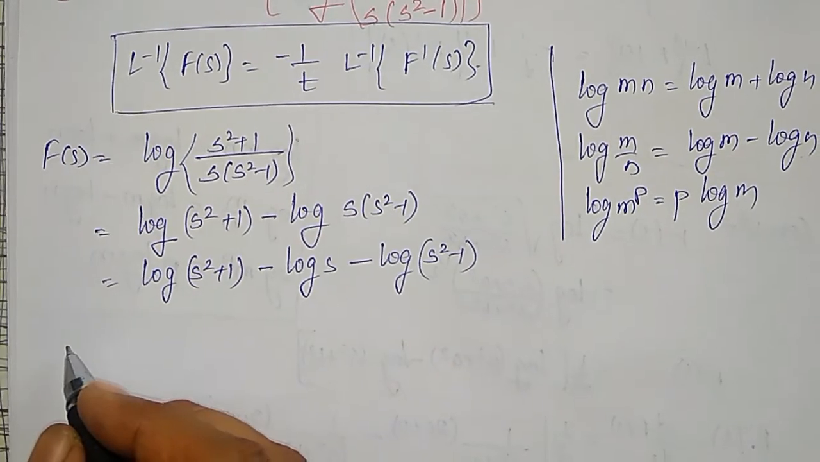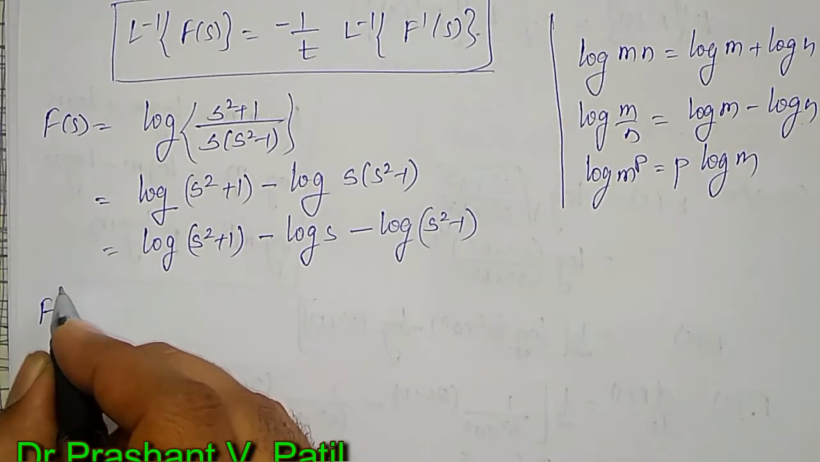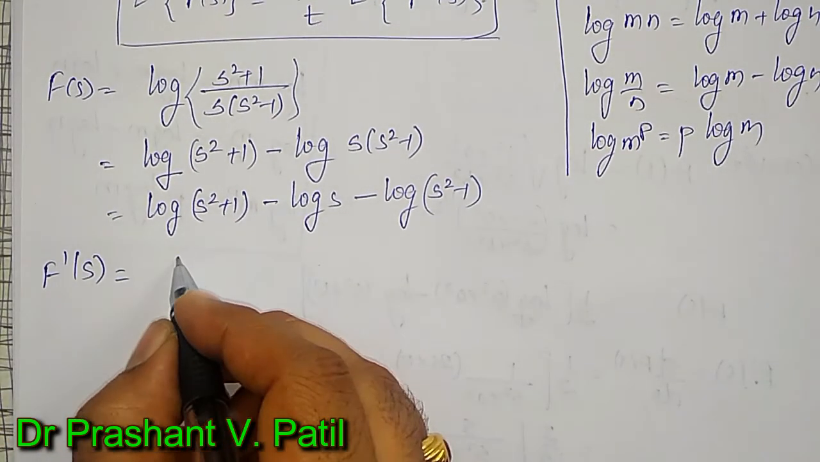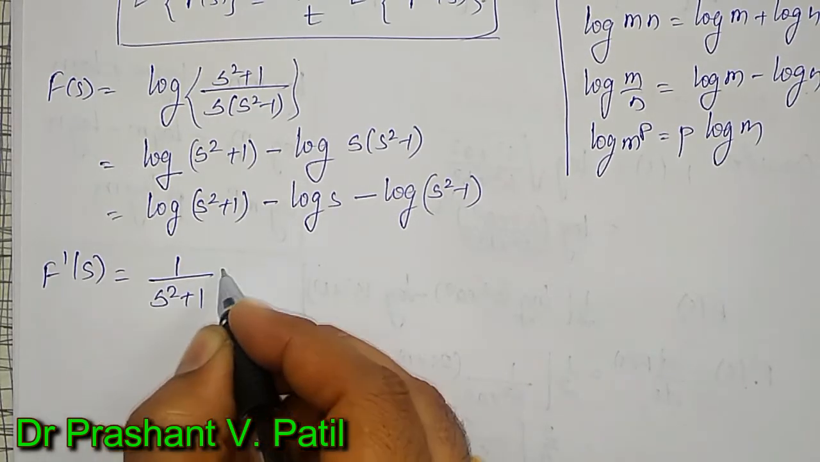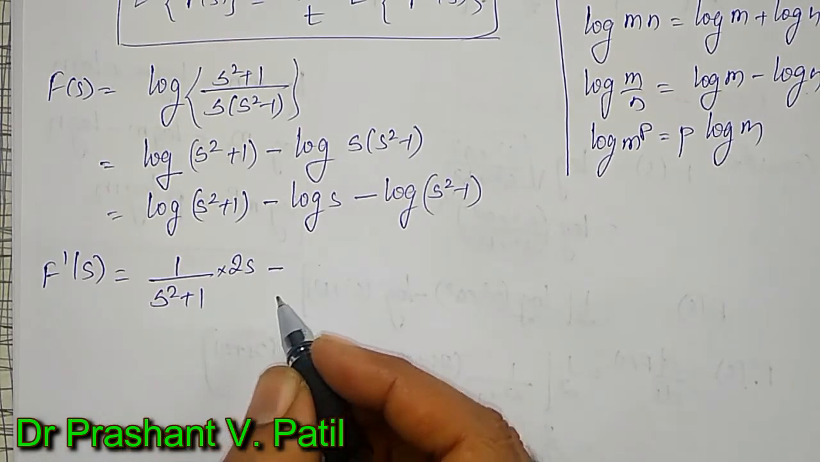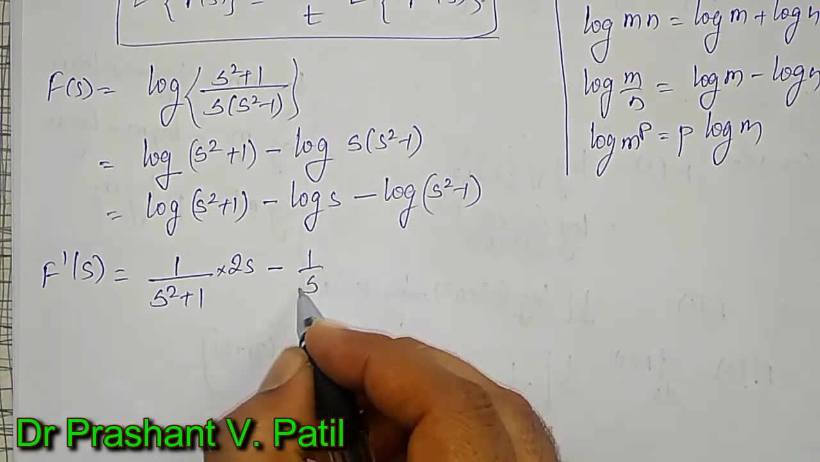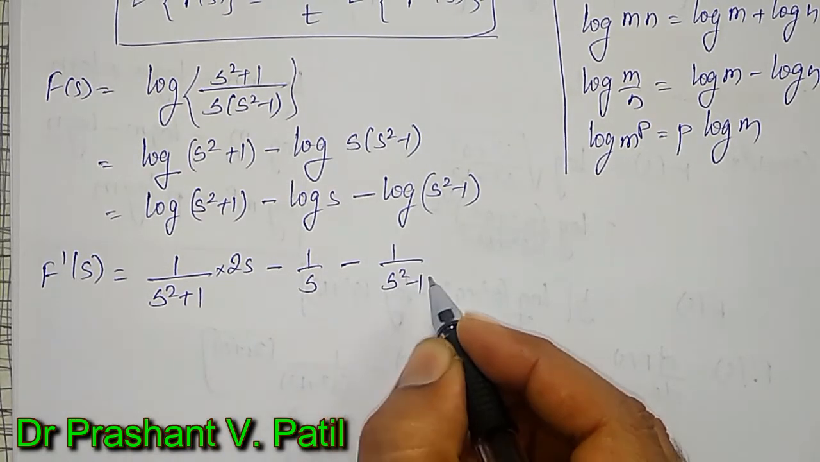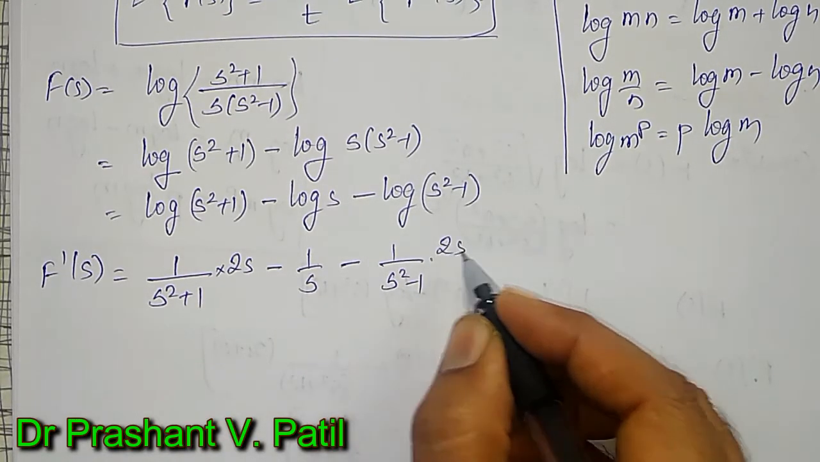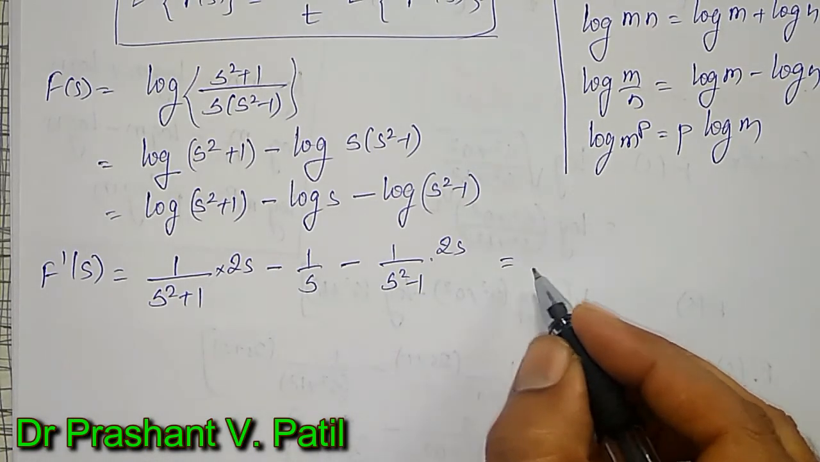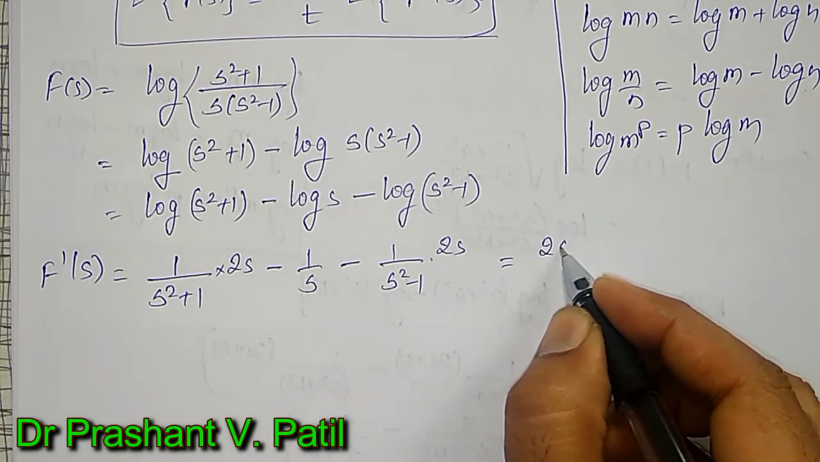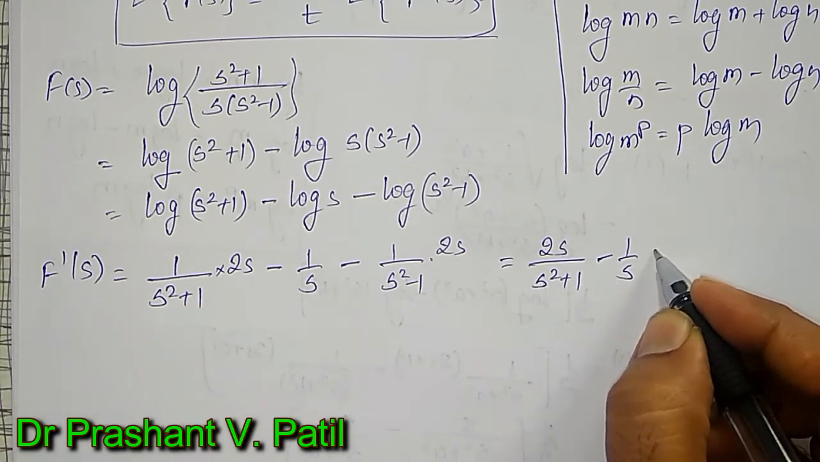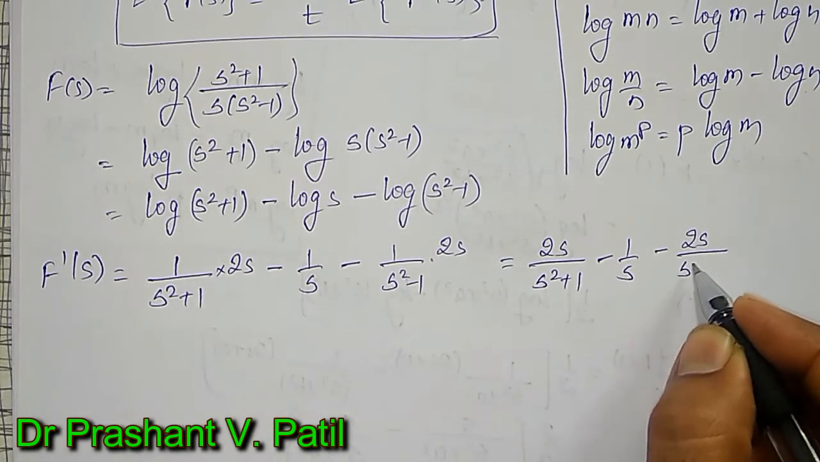First I will find f dash of s. This is 1 divided by s square plus 1 into 2s, minus the derivative of log s, which is 1 by s, minus 1 divided by s square minus 1 into 2s. Therefore, in simplified form, f dash of s is 2s divided by s square plus 1 minus 1 by s minus 2s divided by s square minus 1.